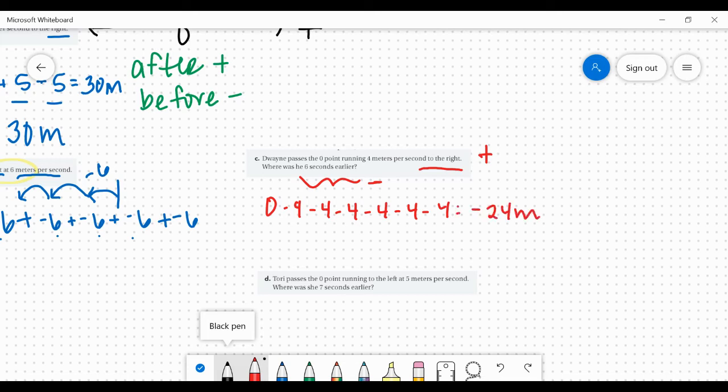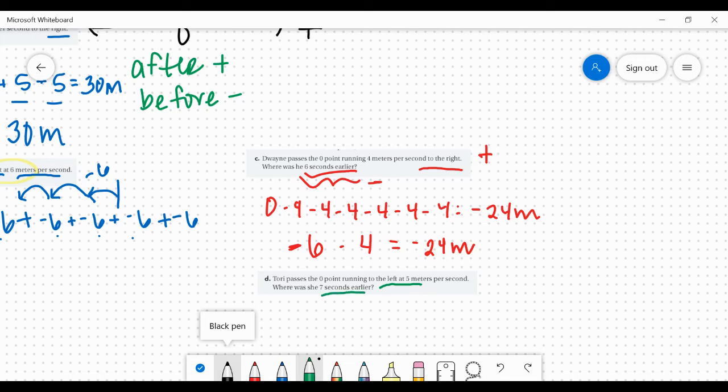This is also 6 groups of 4. But remember that this is 6 seconds earlier. So this is negative 6 times 4, which equals negative 24 meters. Now let's take a look at our last problem here. Tori passes the 0 point running to the left at 5 meters per second. Where was she 7 seconds earlier?